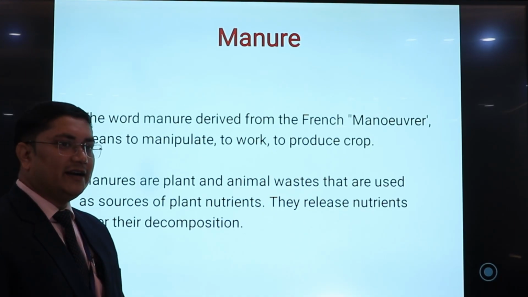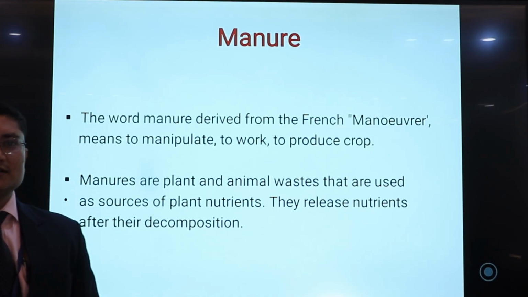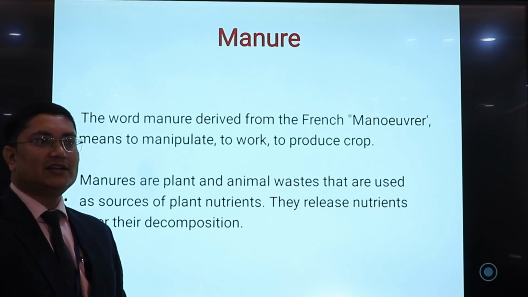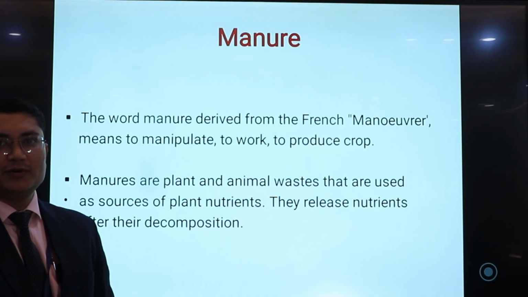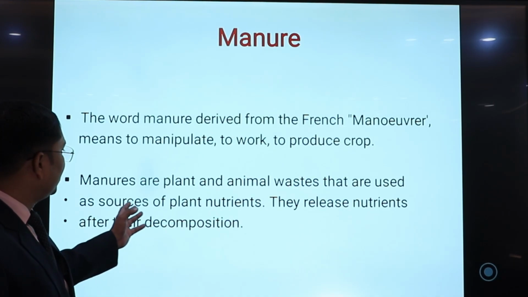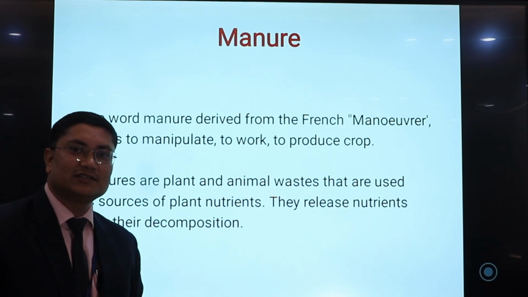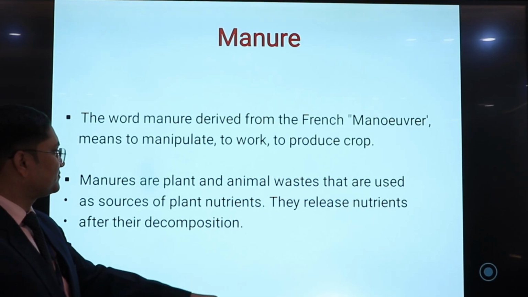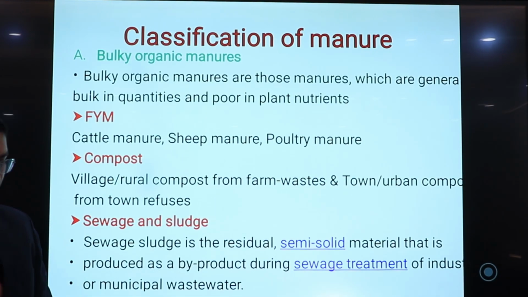Manures are plant and animal wastes. These are organic material already found in nature, and after degradation they produce valuable nutrients for the crop. That's why we define manures as plant and animal wastes that are used as a source of plant nutrient. Now, the classification of manure.